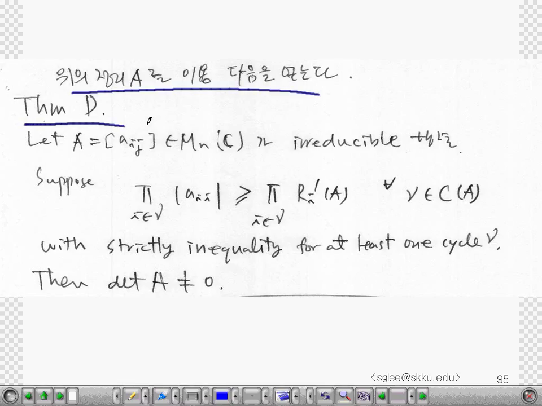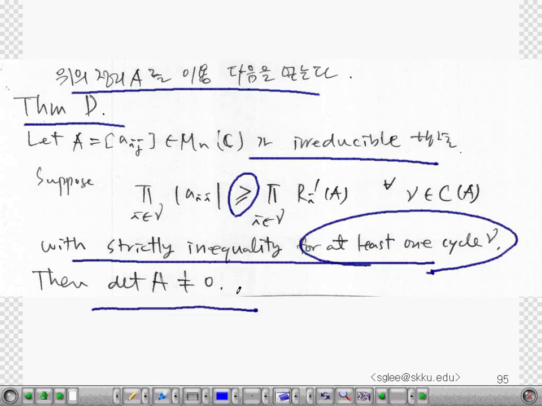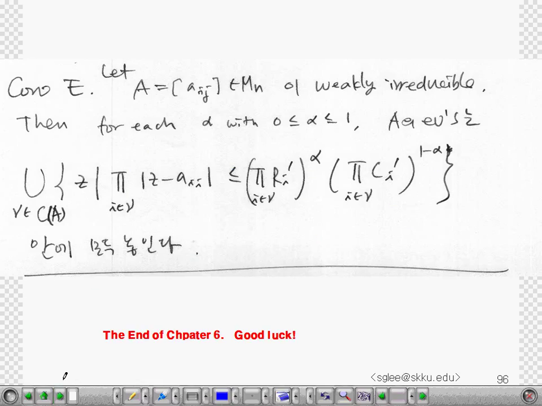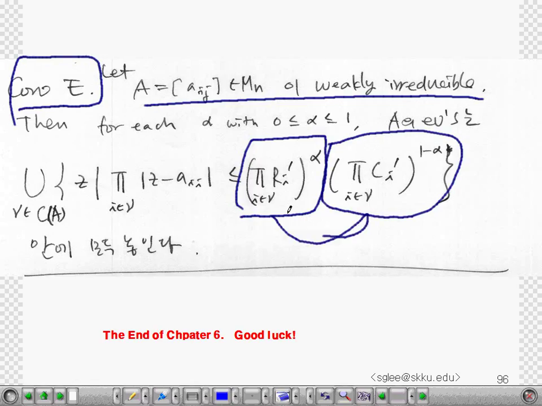We have some consequences like this. If it's irreducible, then we have inequalities like that, with strict inequality for at least one cycle. So all the previous theorems are beautifully generalized to not only one or two, but all general terms. And the last corollary: we can also use Hölder's inequality to get this.